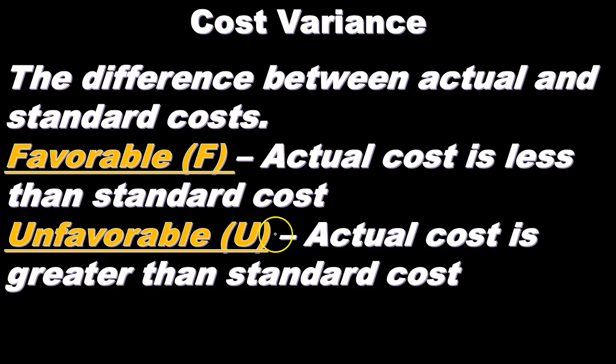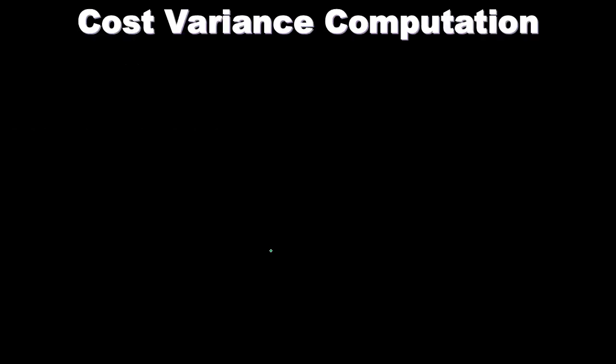An unfavorable difference is indicated with a large U. That's where the actual cost is greater than the standard cost. So if the cost that actually happened is more than the cost that we thought should happen, the standard, the thing that should happen under normal conditions, then we have an unfavorable difference.